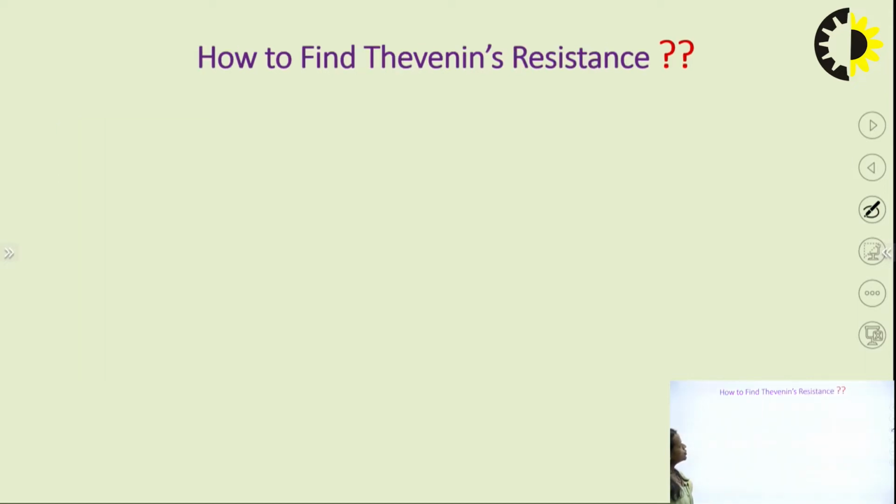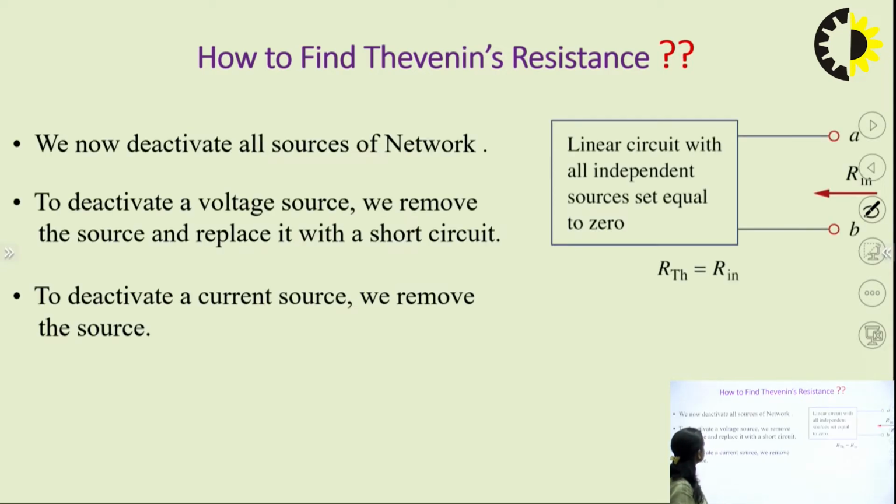Now next, how to find the Thevenin resistance. As we have seen, to make a Thevenin equivalent circuit, first we have to find the Thevenin voltage, and then next we have to find the Thevenin resistance. So how to find the Thevenin resistance? To find it, we have to deactivate all the sources of the network. A source could be a voltage source or a current source.